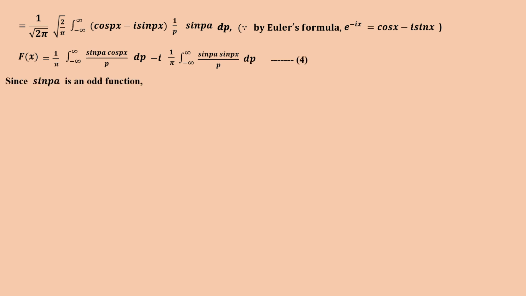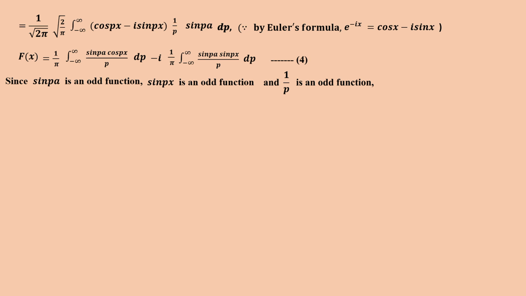Sin is always an odd function, cos is always an even function, right? So sin pa is an odd function, sin px is an odd function. So sin px into sin pa, the multiplication of an odd function with an odd function, becomes an even function, right? Sin pa into sin px is an even function.